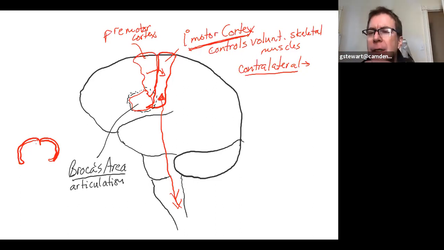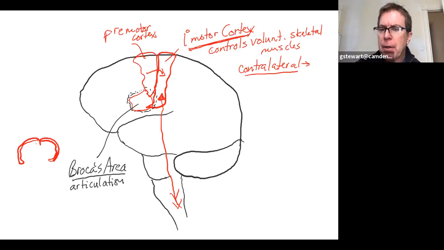How we know these things is usually from when somebody has suffered damage in a specific area of the brain. Then scientists, neurologists look to see what the result is of that damage. So somebody who has damage in Broca's area, typically they can think of the right word to say, but they have trouble actually articulating it, saying those words.